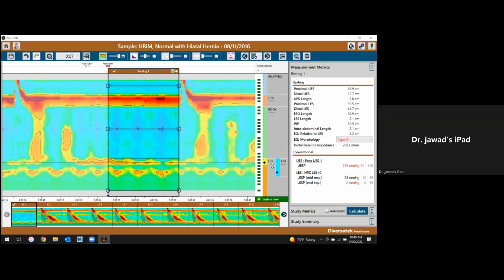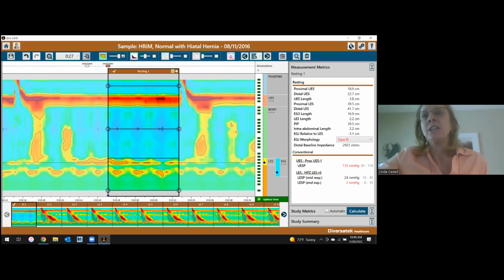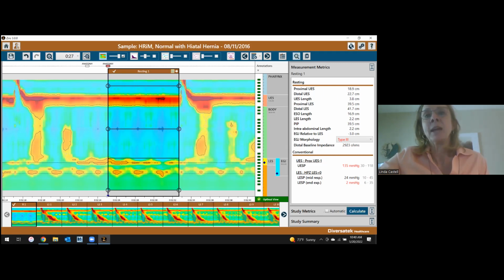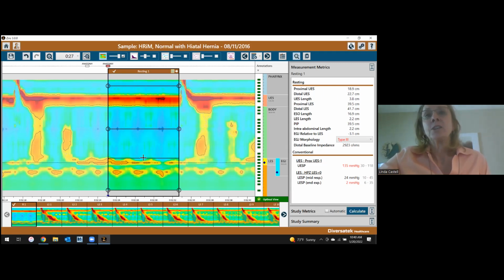So the distal will be determined by the inversion point. Yeah, good. And then my EGJ is going to go to the bottom. Okay, and then the diamonds: the line will be where the highest pressure is. And to determine where exactly the diaphragm is, we're going to use that pressure inversion, this bar here. So we'll take it all the way to the stomach.